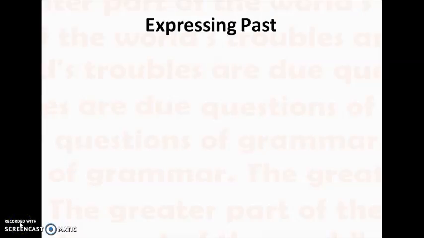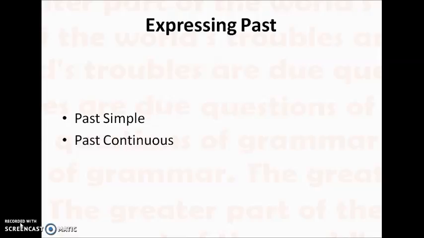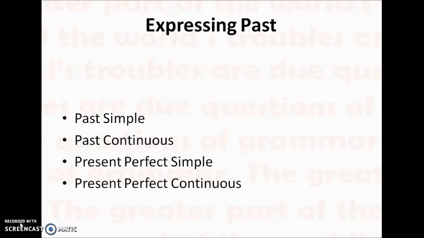We have 5 basic ways of expressing actions happening in the past. We can use the past simple tense, the past continuous tense, the present perfect simple tense, present perfect continuous tense, and the past perfect tense. I'll talk about all of them respectively.